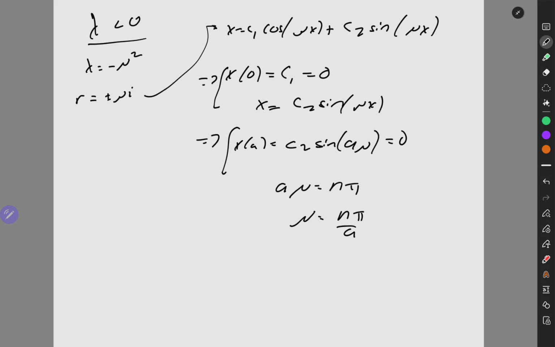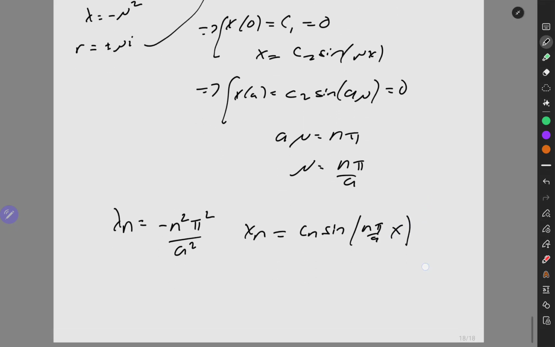So our lambda n would be negative n squared pi squared over a squared. The eigenfunction. Yes, that's correct. This is supposed to be times x, not mu. Okay.